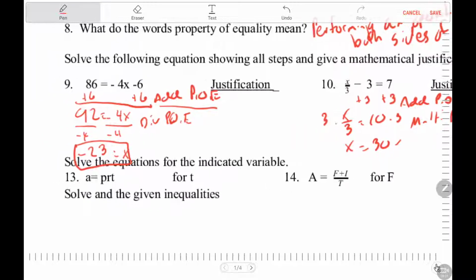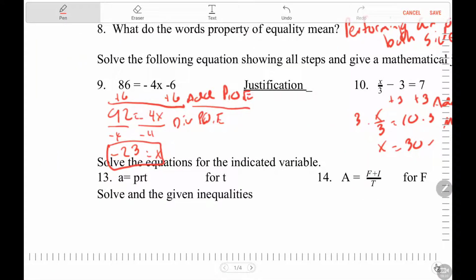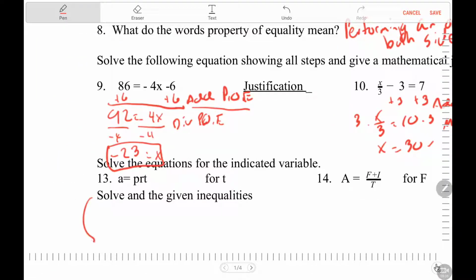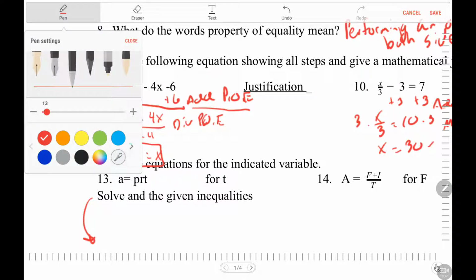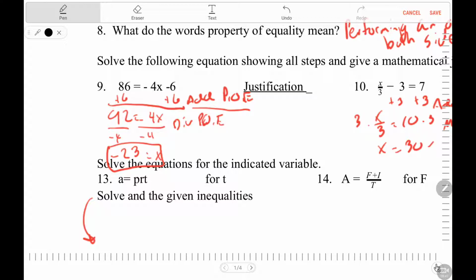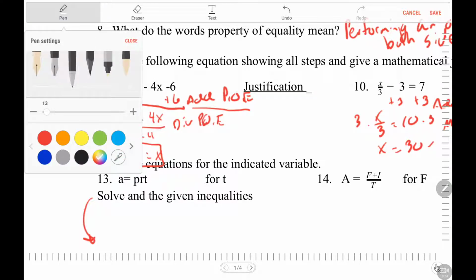Now, when my PDF came out, this should actually be on the next page, so don't worry about that. But solve the equations for the indicated variable. I'm going to rewrite this because that shouldn't be there. Let me see if I can actually do... No, it won't let me erase it. Okay. Let's go with blue.